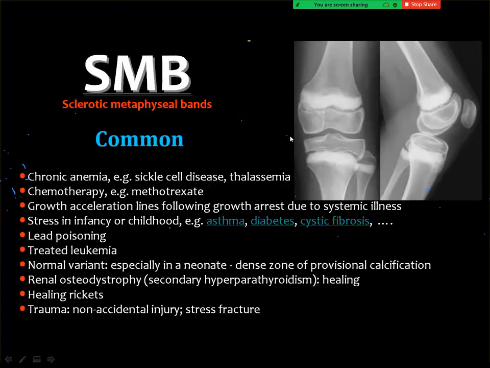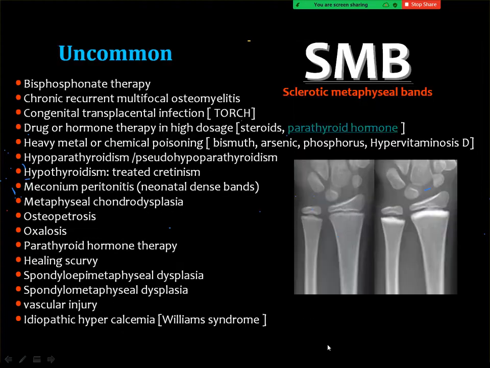Then I would like to show you the common lesions that can be associated with metaphyseal bone sclerosis, like chronic anemia, including sickle cell and thalassemia, chemotherapy, especially the methotrexate, growth acceleration lines forming the growth arrest due to systemic illness, stresses in infancy like asthma, diabetes, and cystic fibrosis, lead poisoning, treated leukemia, normal variant sometimes, renal osteodystrophy, healing rickets, as you said, then sometimes in cases of trauma.